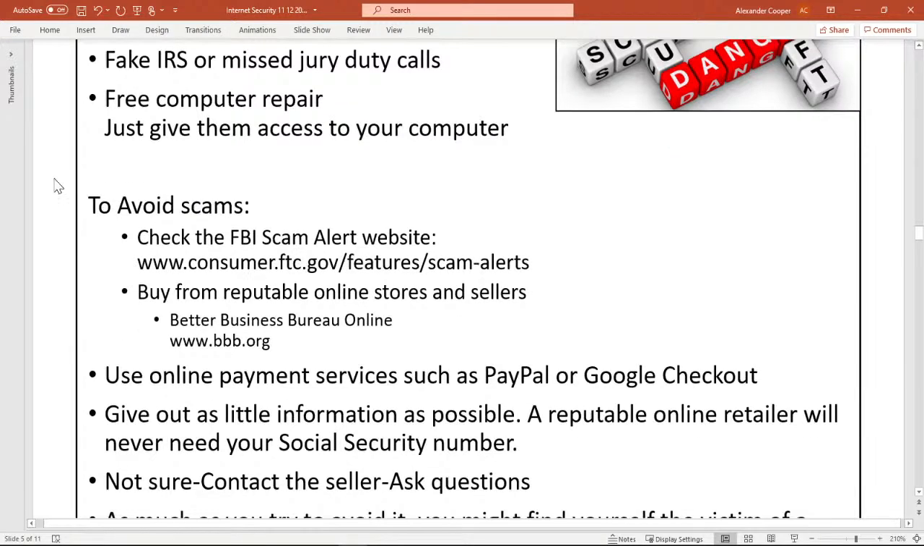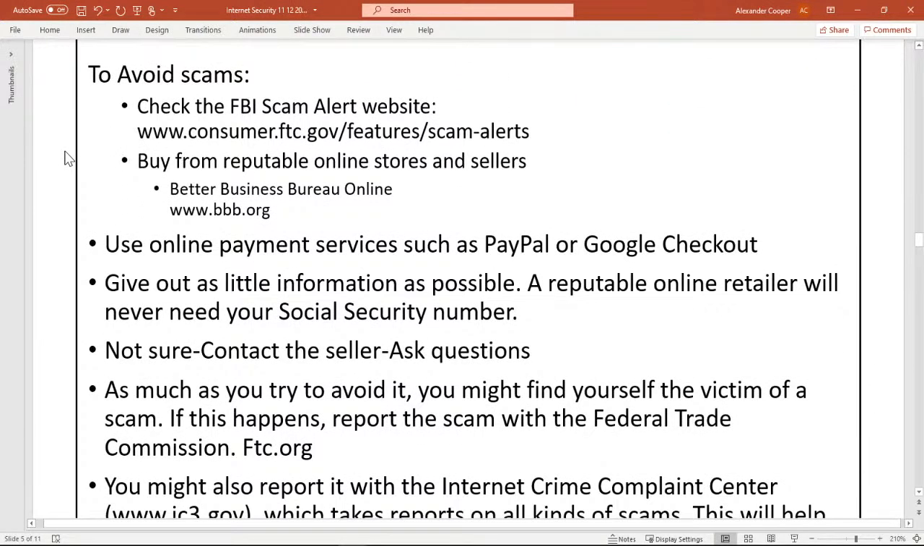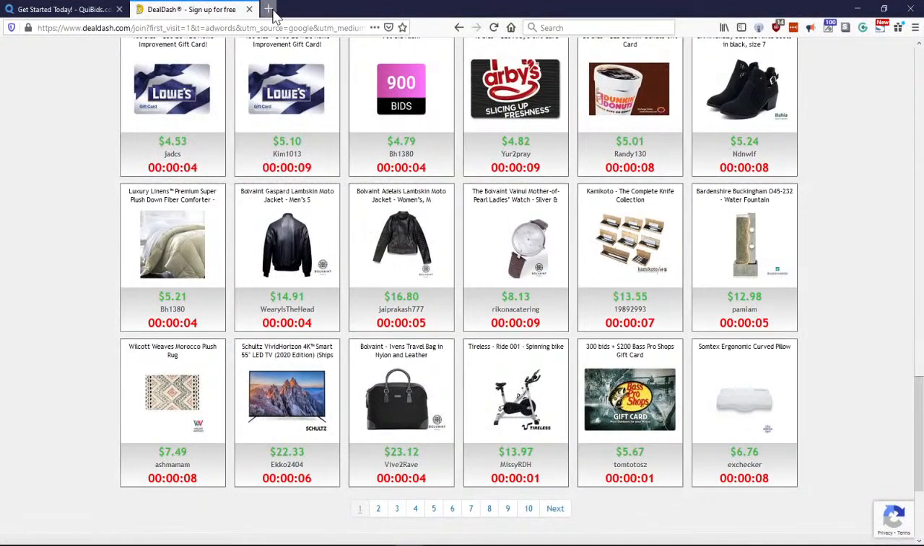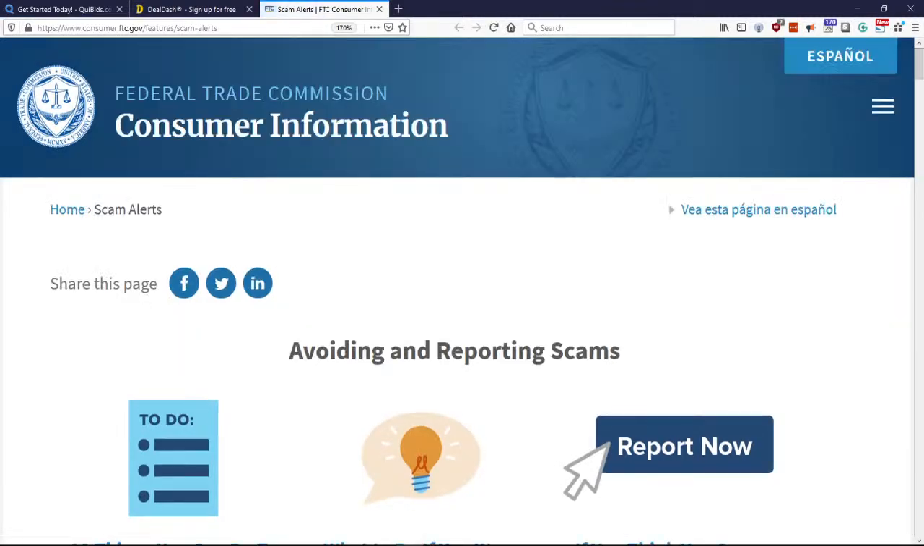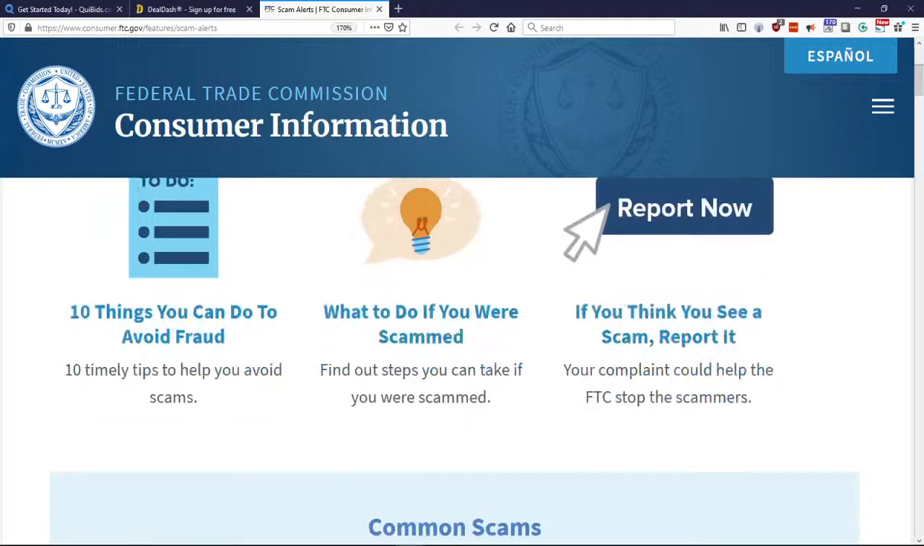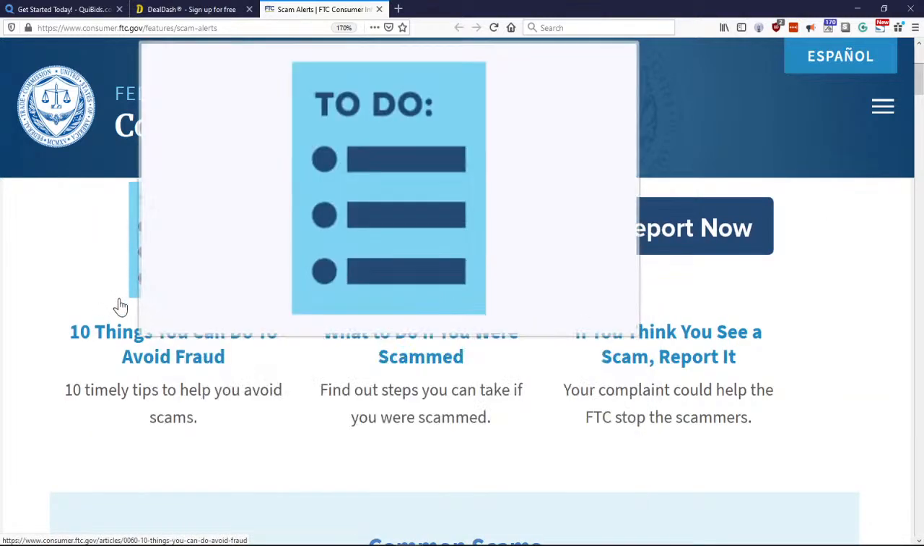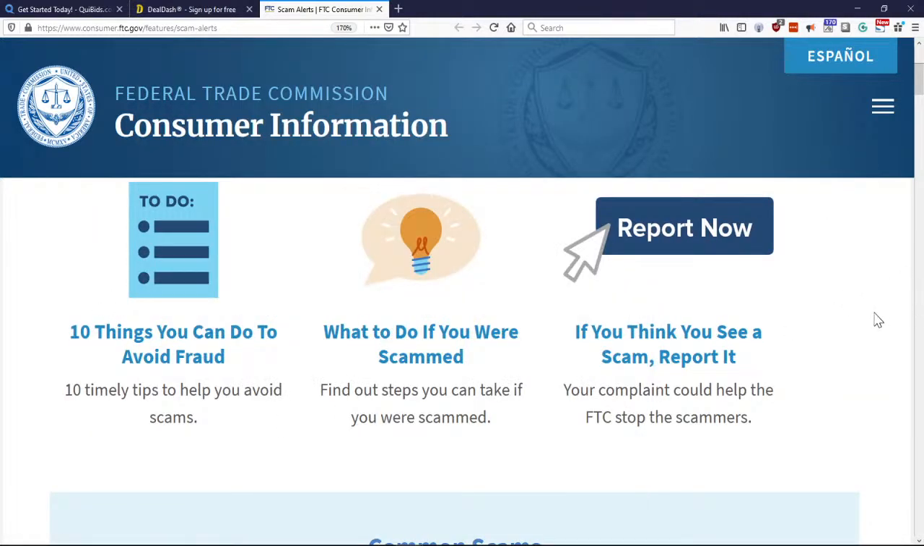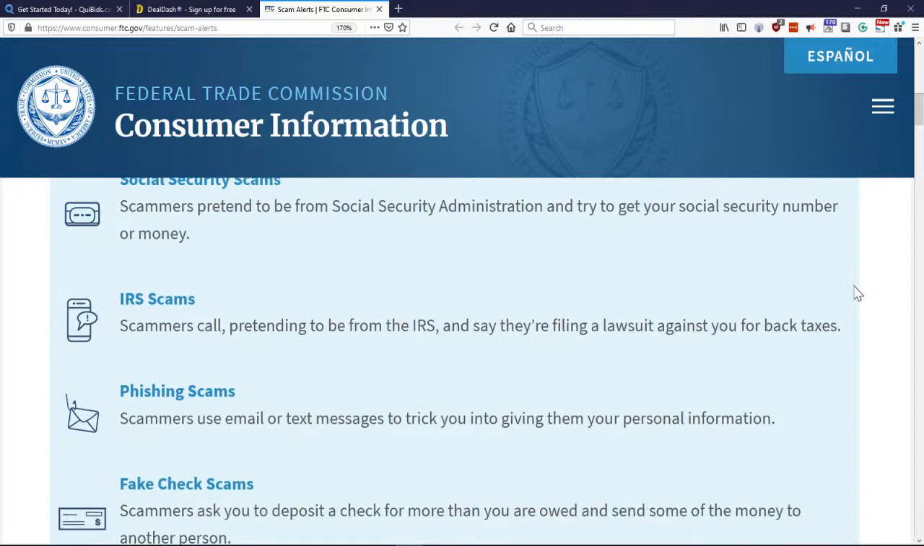All right, so to avoid scams, a really great place to go is the FTC Consumer Scam Alerts page. And let me go to that real quick. This is like their blog. Lots of great information on here. 10 things you can do to avoid fraud. Think you see a scam? Where can you report it? This is the FTC.gov, Federal Trade Commission.